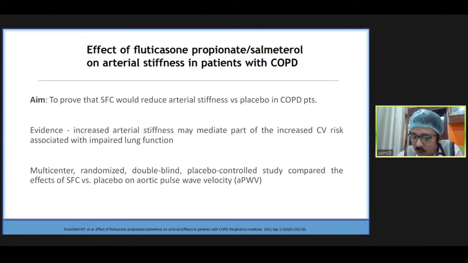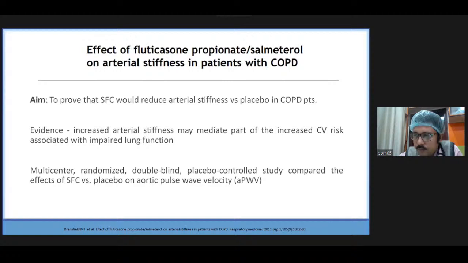So in overlap patients, the infection is more than in other patients, because many times we miss that diagnosis, and for that reason, asthma COPD patients are many times underdiagnosed. So definitely, various studies have proved that in asthma COPD overlap patients, the infection is more than in only asthma or only COPD patients.